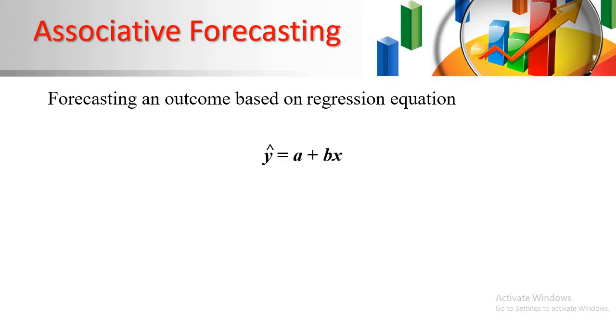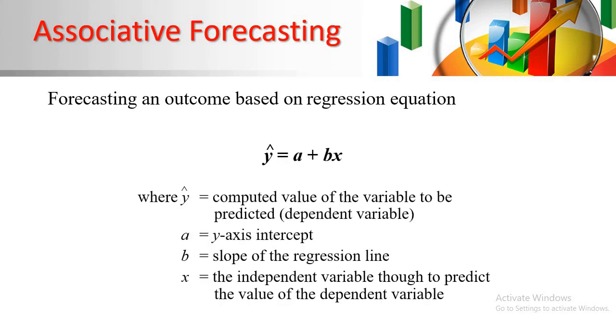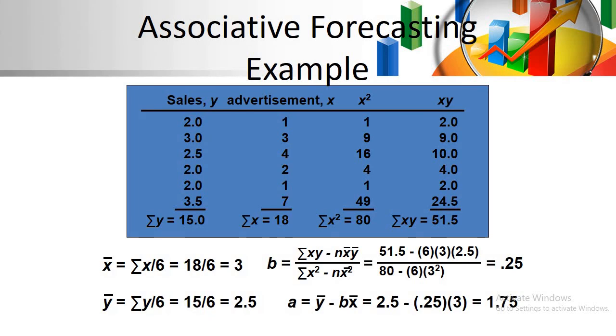The final method is associative forecasting. Associative forecasting is actually a regression equation. So whatever you learned and know about the regression equation, you simply apply that equation to calculate a sales forecast. As said earlier, this method is not based on time horizons. Let us take an example and see.